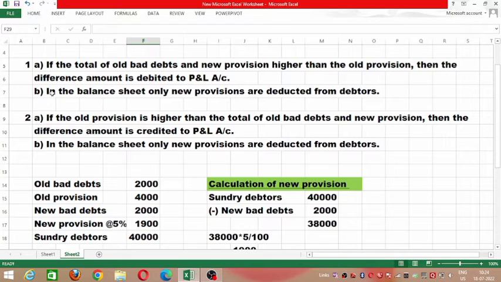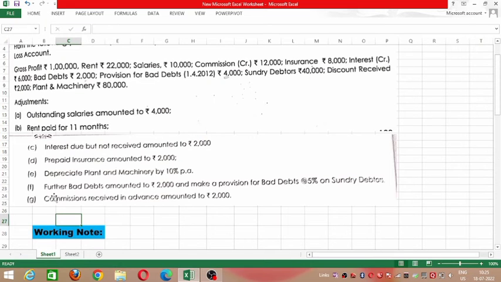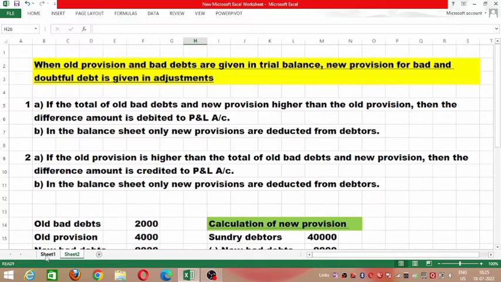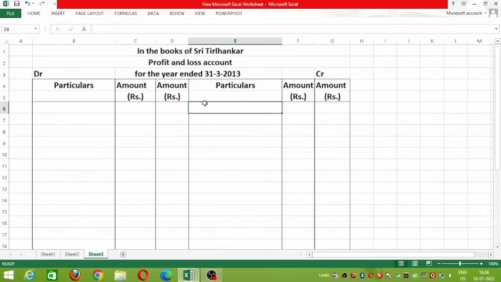The second B, whatever they have given, we will ignore because we are preparing only profit and loss account. And the last adjustment is commission received in advance amounted to 2000. Income we have received in advance, so it should be deducted from the concerned income. Commission amount they have given here is 12,000. Out of this 12,000 we need to deduct 2,000 because we have already received 2,000. Everything is clear related to this problem, and the format is also important. Now let's solve the problem.